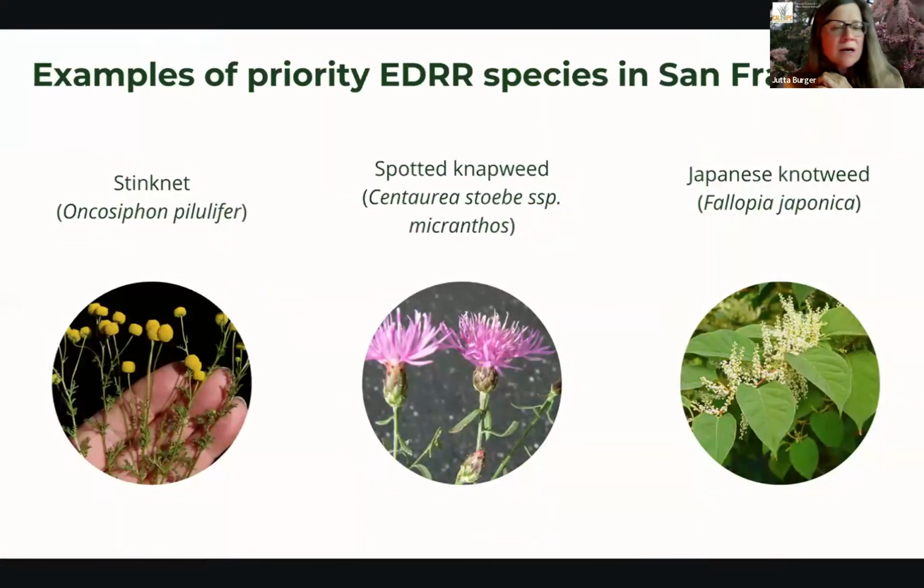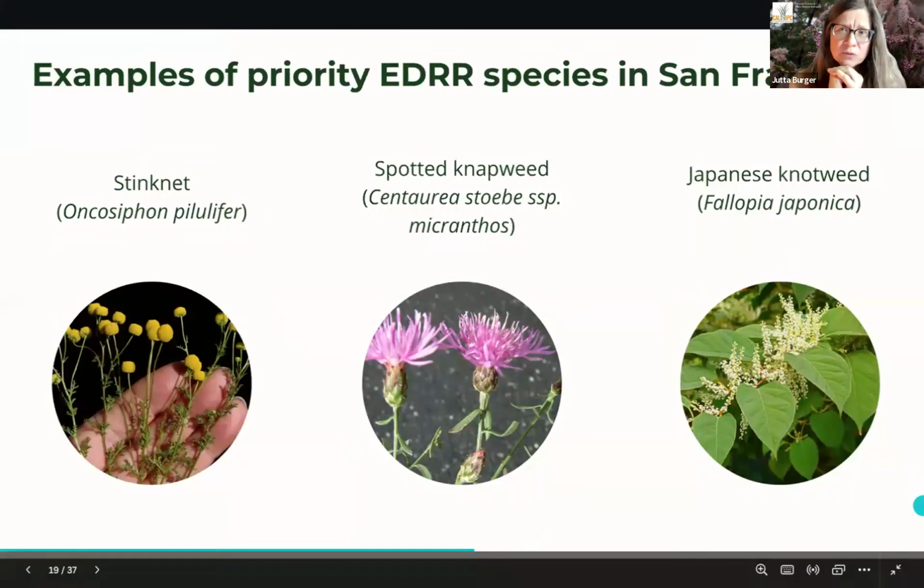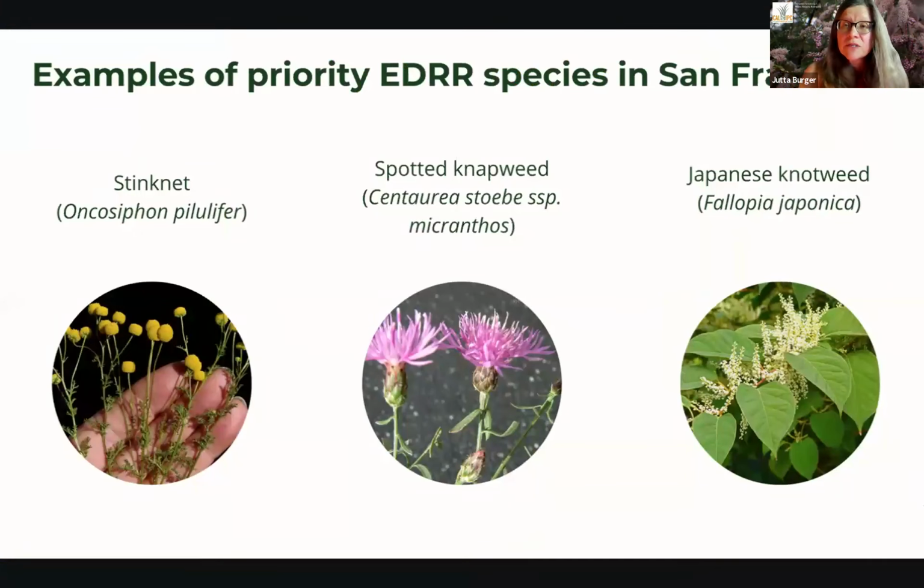All right. So I'm just going to cherry pick 3 of those species out of that list of 17. I would recommend you go look at the list of 17 because maybe these are tomorrow's worst weeds. These are things that, again, are not very common in the county yet. So here, the first species that I'm going to talk about is one that maybe you haven't heard of at all. That is called stinknet, Oncosiphon piluliferum.